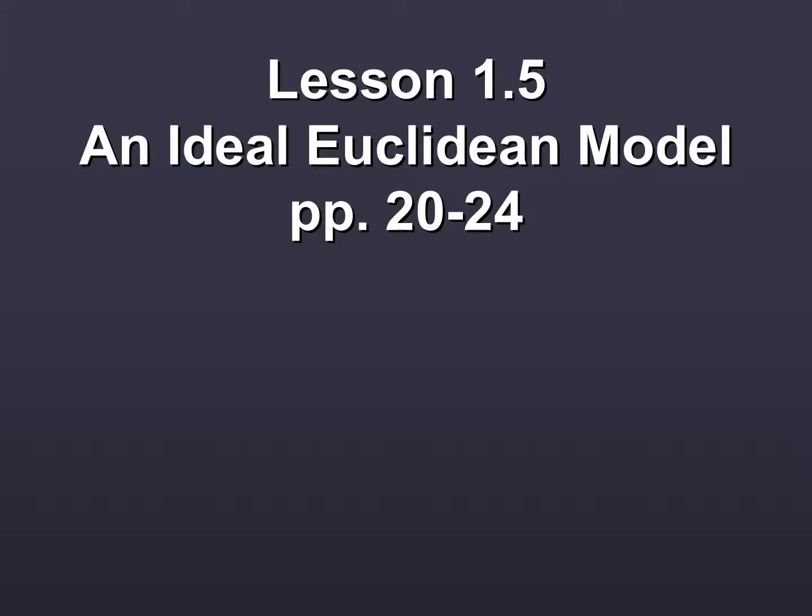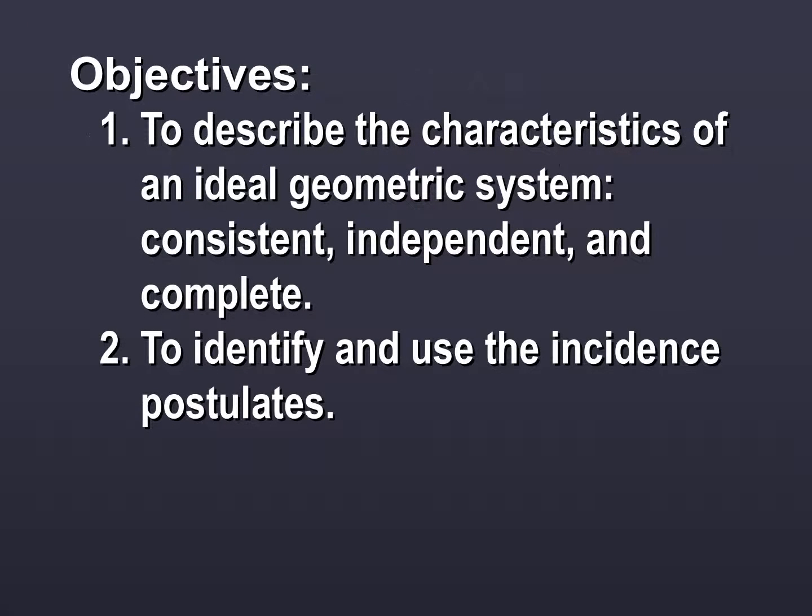Today we're going to cover section 1.5 of the BJU Press Geometry textbook. We're going to be looking at an ideal Euclidean model. So our objectives are to look at the characteristics of an ideal geometric system, and those characteristics include consistent, independent, and complete. We're also going to identify and use the incidence postulates.